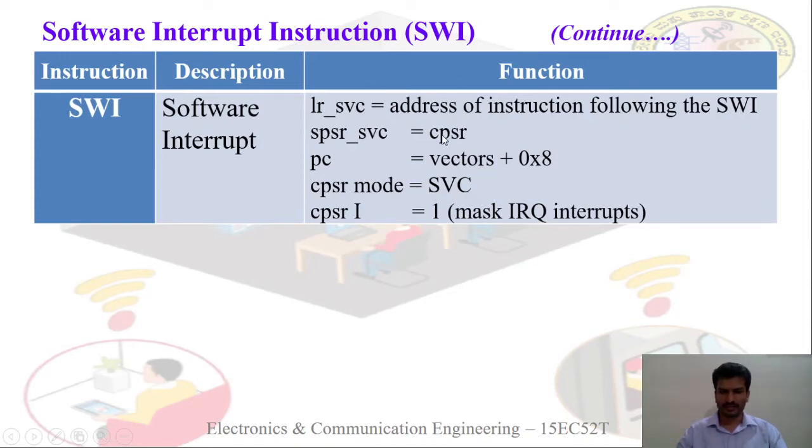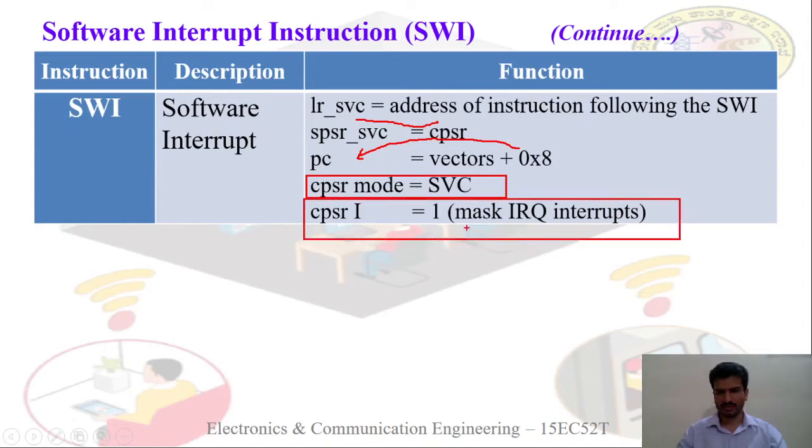The current CPSR, the current program status register, content is moved to SPSR. The PC, the program counter, will get the address 0x8 from the interrupt vector table. Now the current mode is changed to supervisory mode, and in the CPSR it will mask the IRQ interrupts because it is already executing a software interrupt, so it will mask further interrupts from occurring.